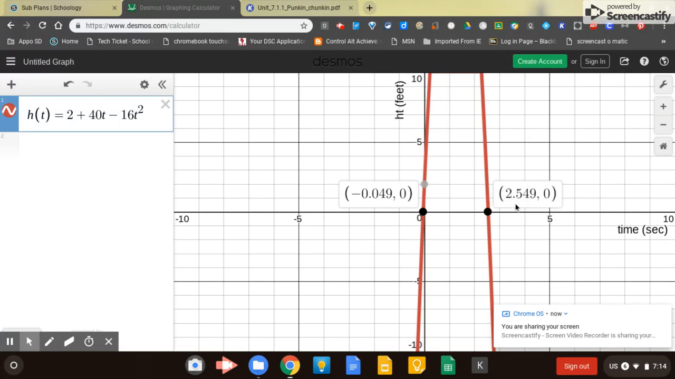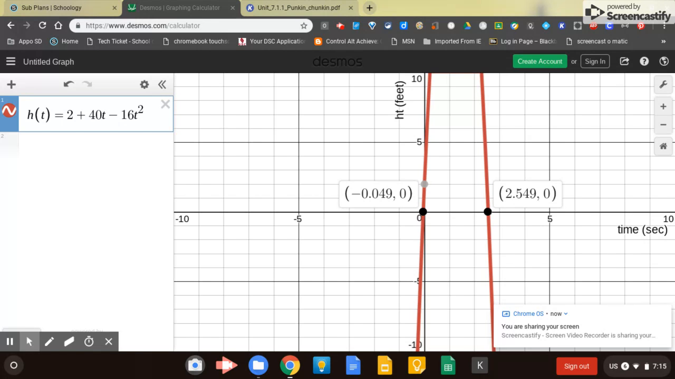So at 2.549, this is what we showed you yesterday. It's an x-intercept. It's when y is 0. That's what I'm looking for. The height, or my y-coordinate, typically is 0. So it's going to take almost 2.55 seconds for the ball to hit the ground if nobody touches it first.